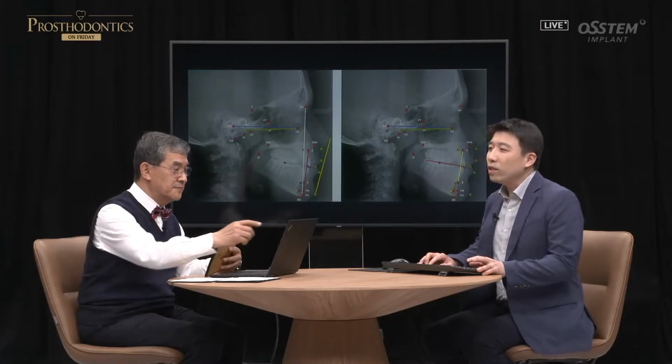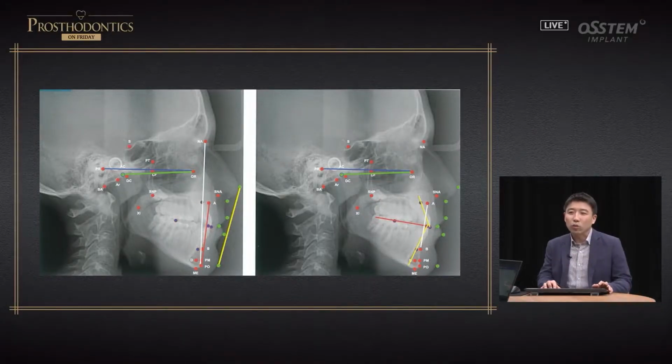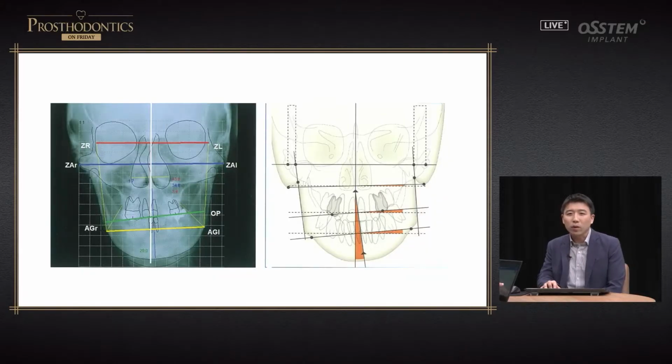What you're seeing is a 2D data. The analysis of face starts with skeletal analysis, orthodontic or orthognathic surgery. We need to focus on the face. This is the same with the prosthodontics. We need to evaluate the skeletal relations class 1 to class 3. The cephalometric data is really good for skeletal analysis.